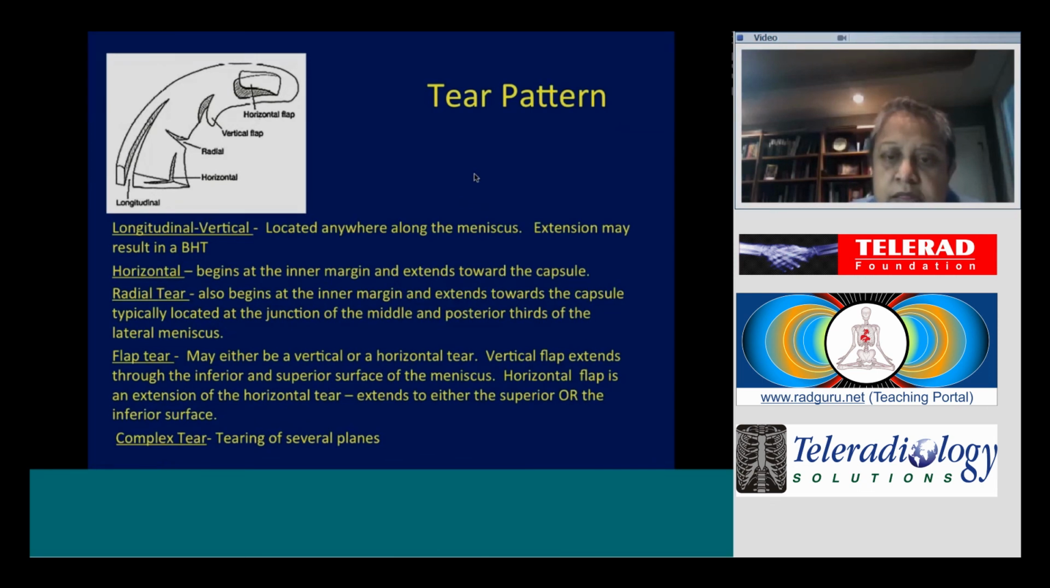It is located at the junction of the middle and posterior thirds of the lateral meniscus, and has its base along the inner aspect of the meniscus and starts to extend towards the outer aspect. What about a flap tear? This may either be vertical or horizontal. The vertical flap extends to the inferior and superior surface of the meniscus, whereas the horizontal flap is an extension of the horizontal tear and extends to the superior or inferior surface. Complex tear, of course, is tearing in several planes.